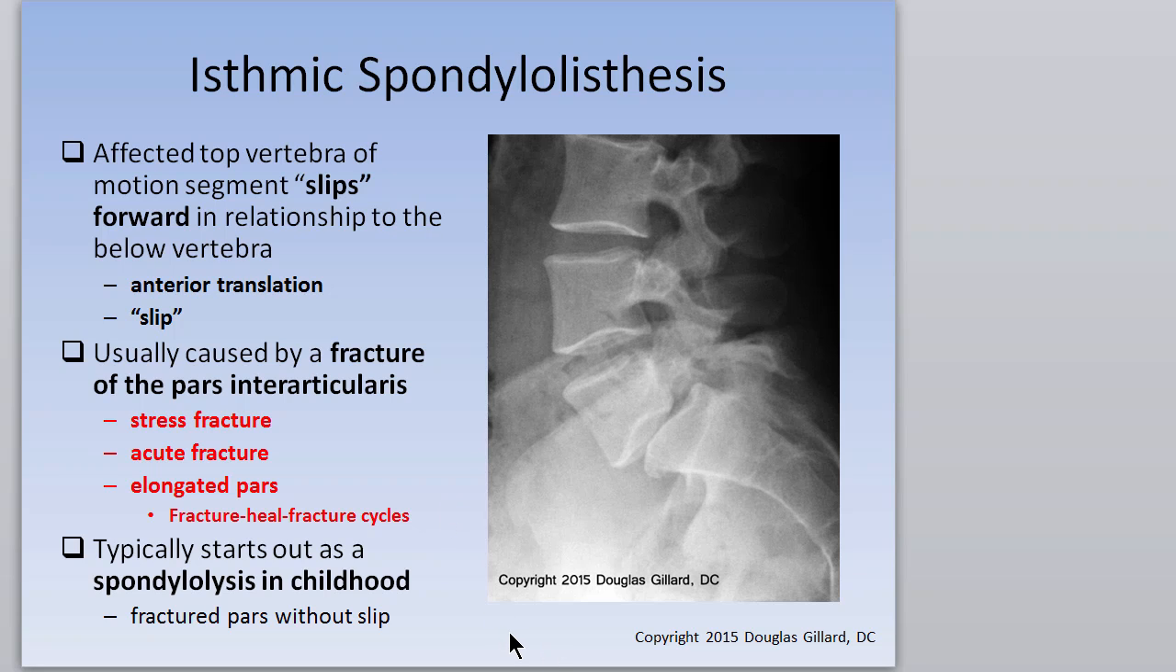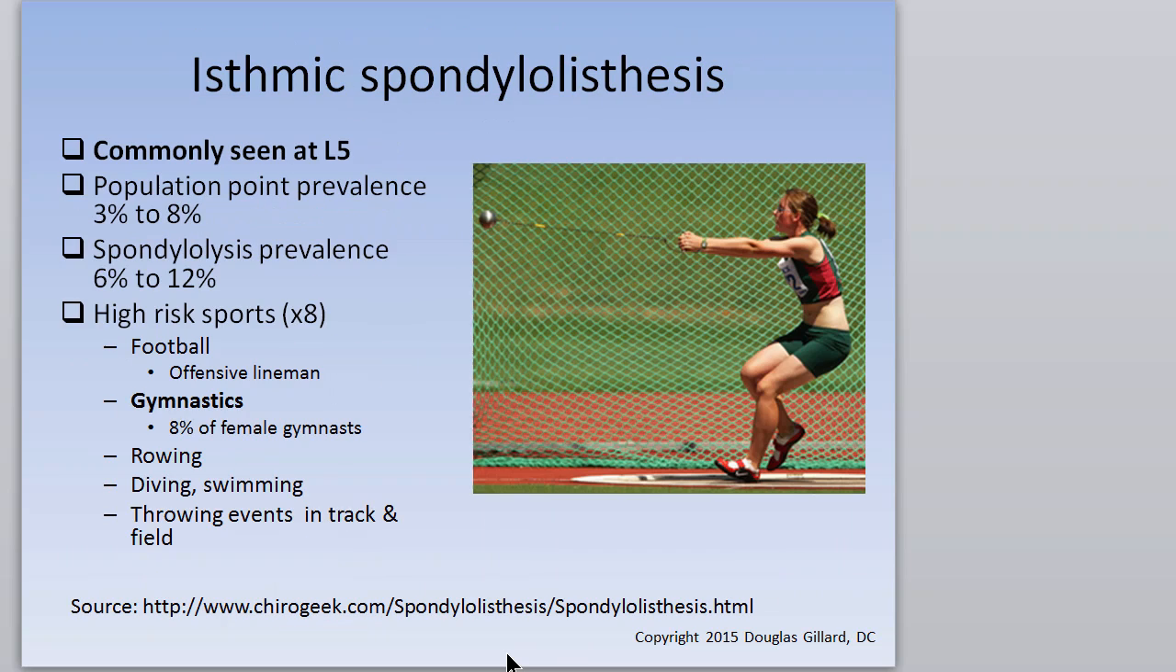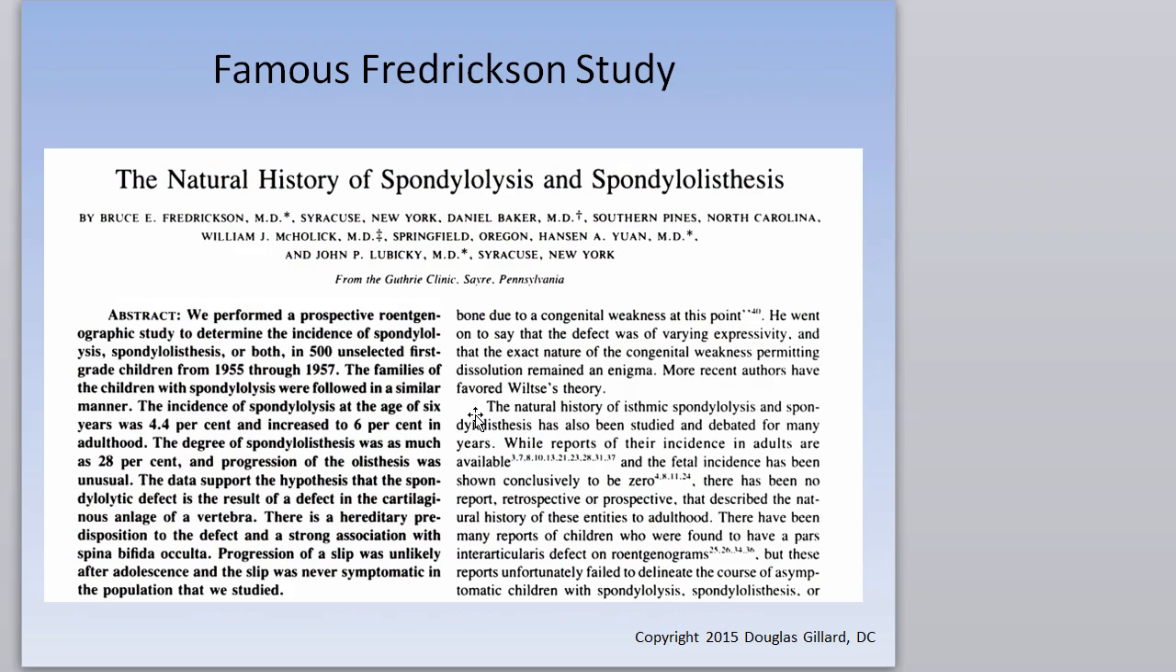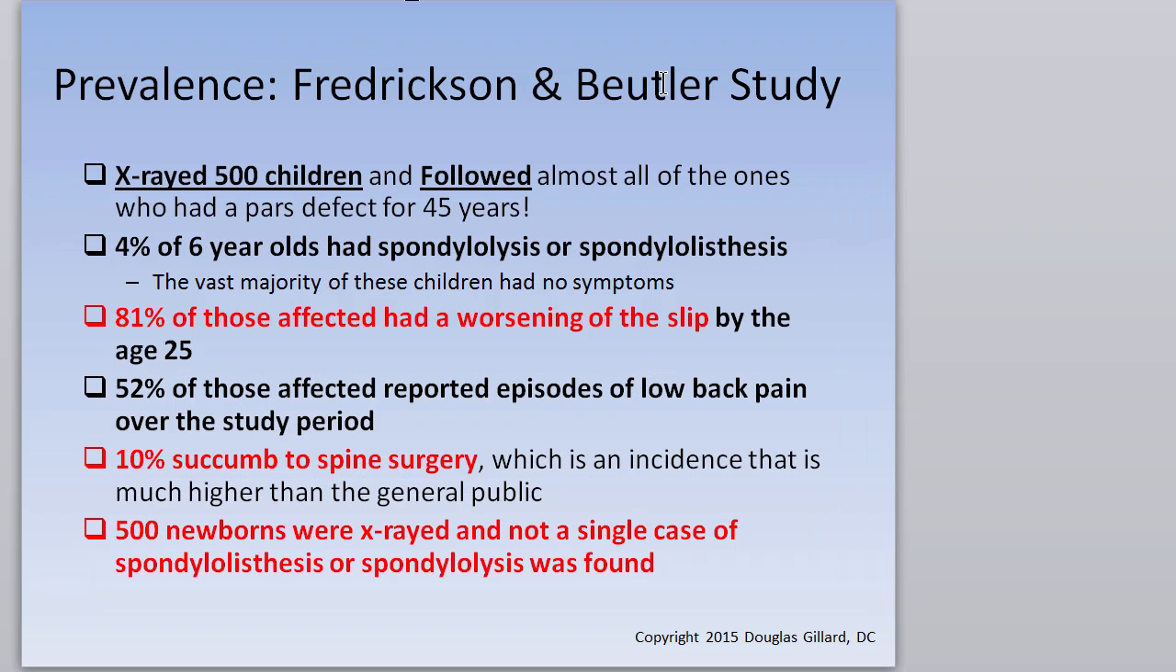We talked about that already. We talked about those 3: stress fracture, acute fracture, elongated pars. Typically starts in childhood. Talked about that. Again, all these high-risk sports: football, gymnastics, rowing, diving, throwing events. There's that study, Fredrickson, right? And Butler finished it up.